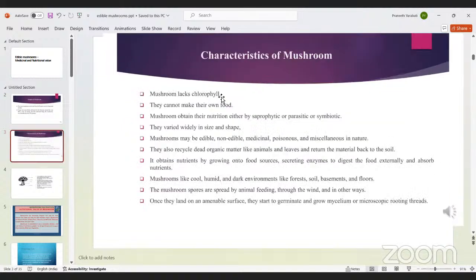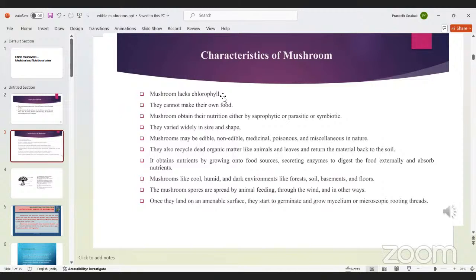So what are the characteristics of the mushroom? Before going to the nutritional value and medicinal value of the mushroom, what are the characteristics? Generally these mushrooms, in Telugu, are called puttagodugu. These mushrooms have the same characters as the fungi. They lack chlorophyll. Generally fungi lack chlorophyll.